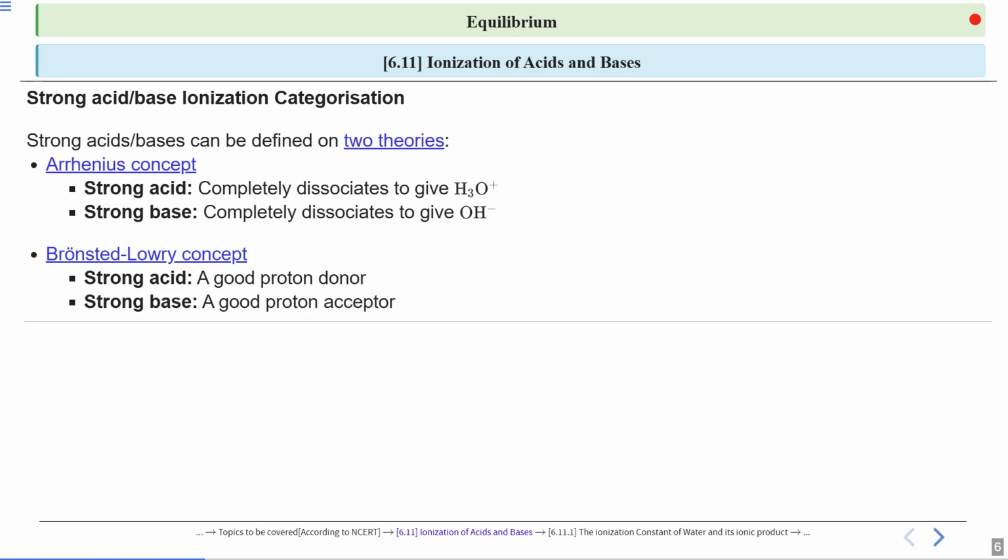You would ask me why we say it in terms of Arrhenius. It is because if you consider some examples, say HCl, you know very well that HCl is completely dissociated, but you don't know whether it's a good proton donor or not. I hope this categorization of strong acid and base is clear to you.